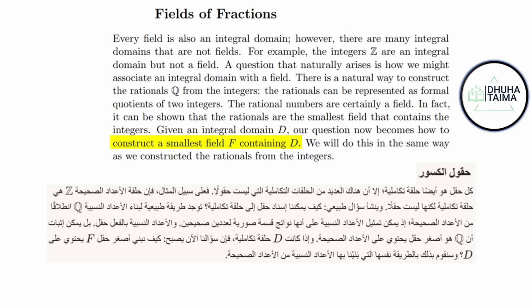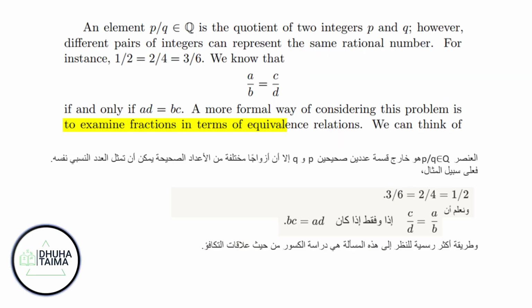We will do this in the same way as we constructed the rationals from the integers. An element p/q in Q is the quotient of two integers, p and q. However, different pairs of integers can represent the same rational number. For instance, 1/2 equals 2/4 equals 3/6. We know that a/b equals c/d if and only if ad equals bc.